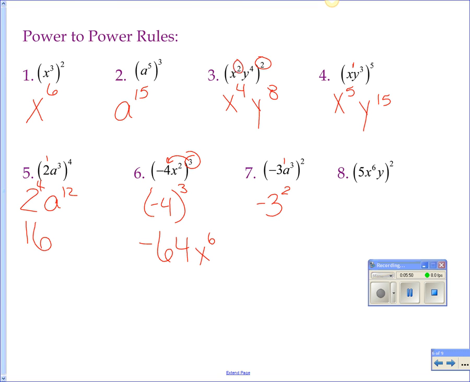Ethan H, type that in your calculator. Tell us what you get. And Chad, what do I do with this 3 and 2? Good, which gives me a to the 6. Very good.